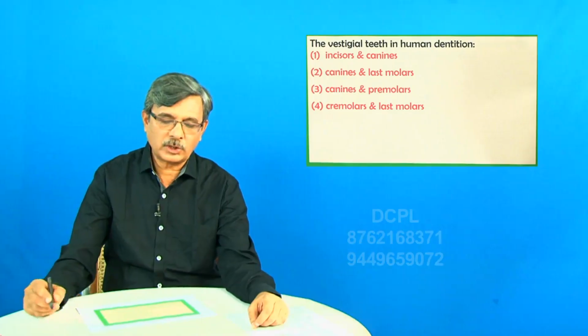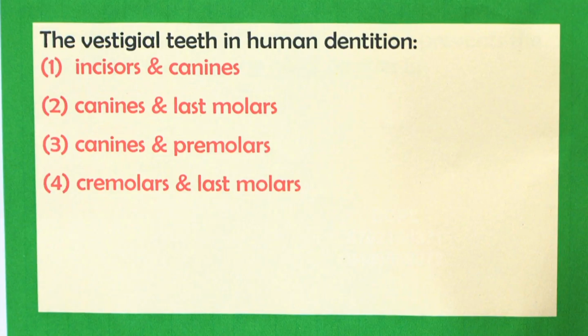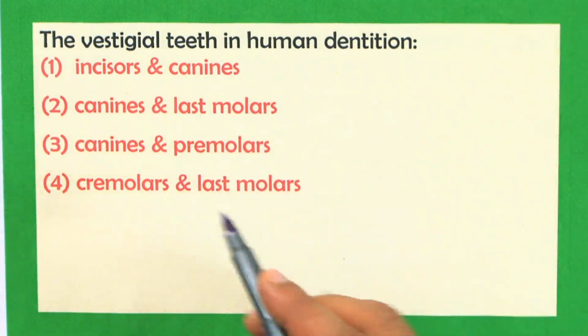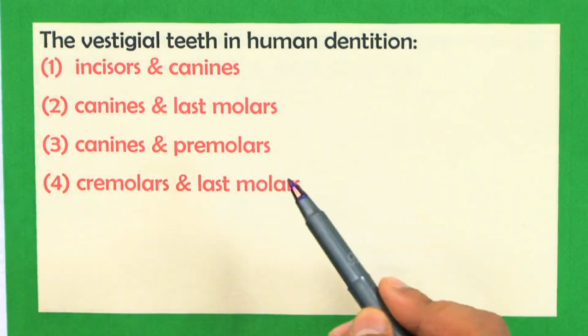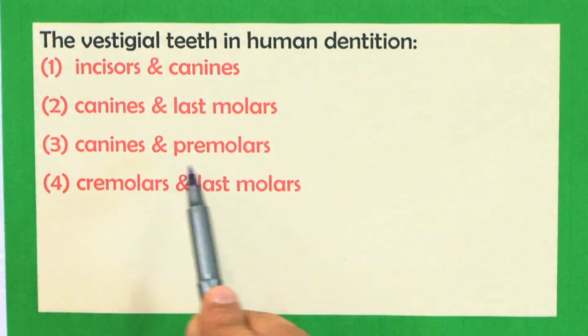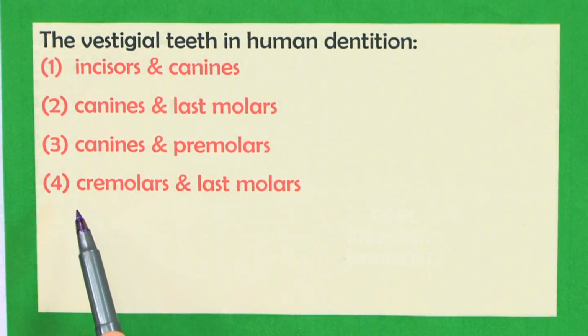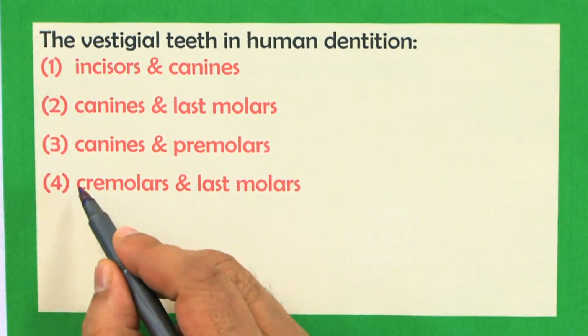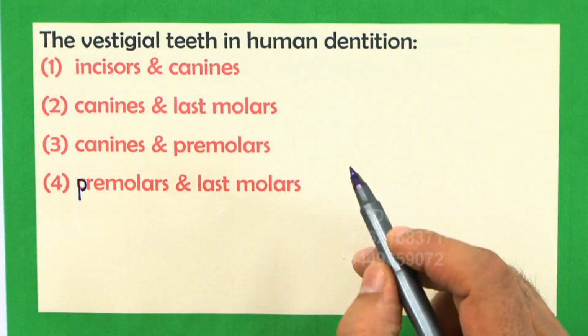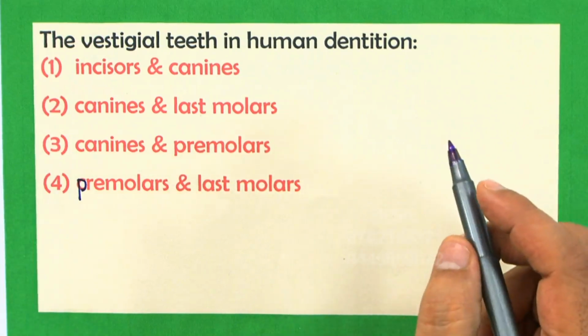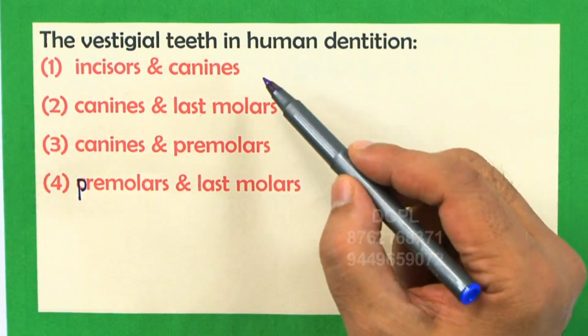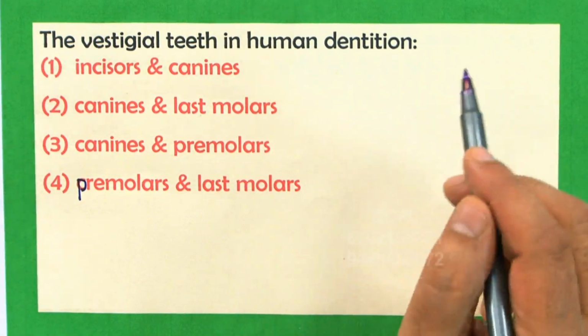Now we come to the question, the vestigial teeth in human dentition. Options: 1. Incisors and canines. Option 2. Canines and last molars. Option 3. Canines and premolars. Option 4. Premolars and last molars. Now we look into the question.